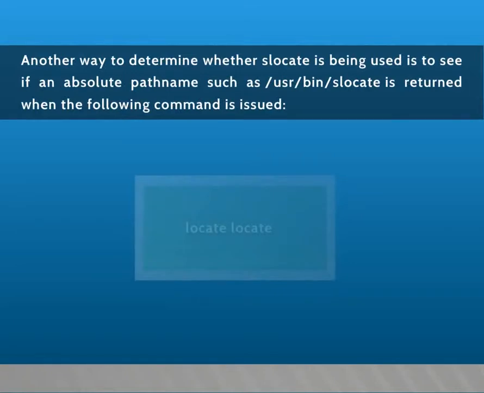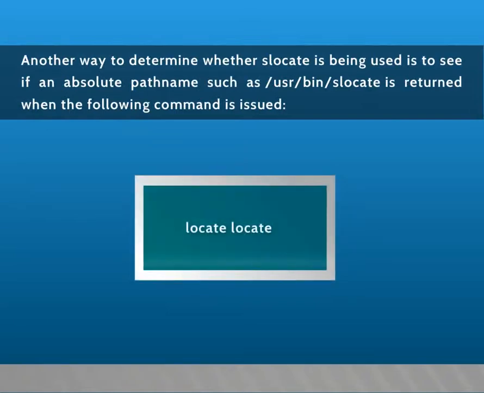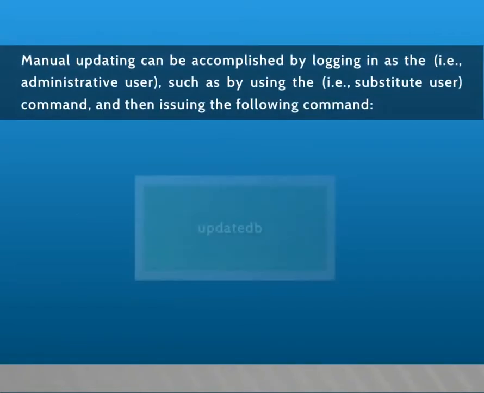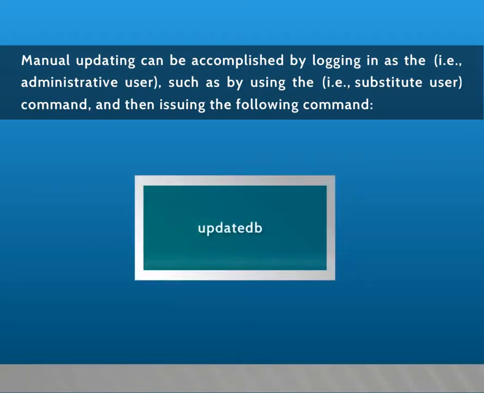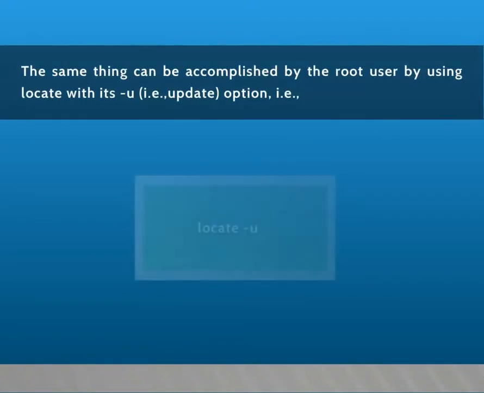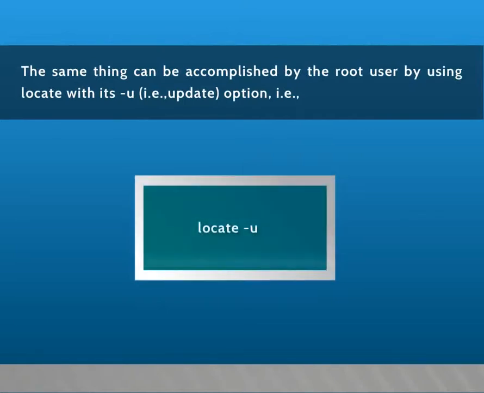Another way to determine whether slocate is being used is to see if an absolute path name such as /usr/bin/slocate is returned when the following command is issued. Manual updating can be accomplished by logging in as the root user, that is administrative user, such as by using the su, that is substitute user command, and then issuing the following command. The same thing can be accomplished by the root user by using locate with its u, that is update option, that is.